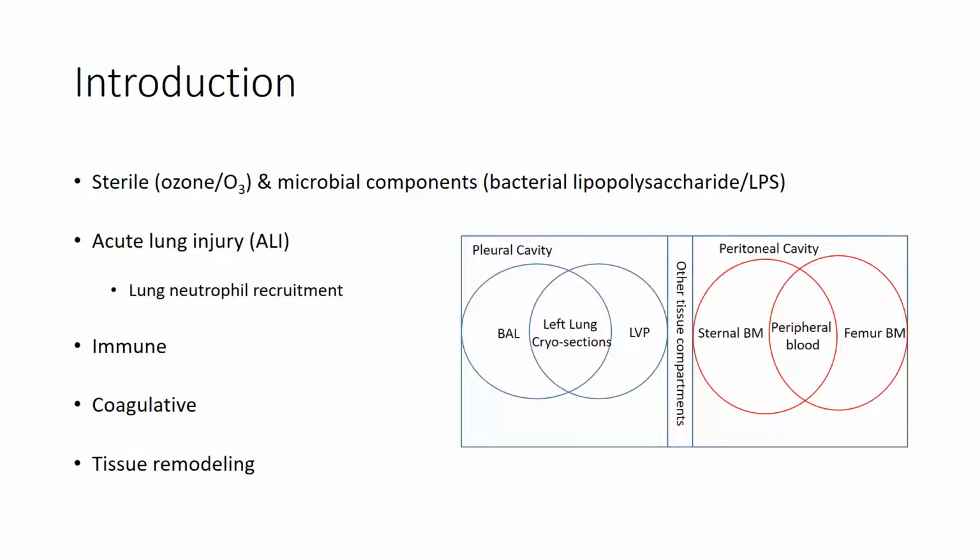We describe a comprehensive analysis of various compartments, namely the broncho-alveolar lavage fluid, that is BAL, the lung vascular perfusate, that is LVP, left lung cryosections, peripheral blood, and the sternal and femur bone marrow.